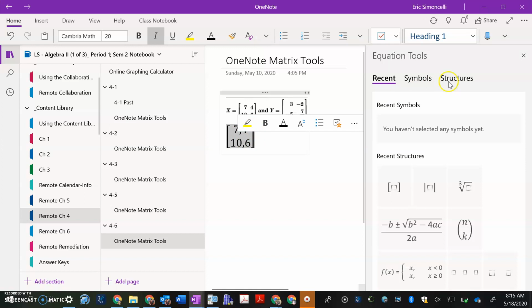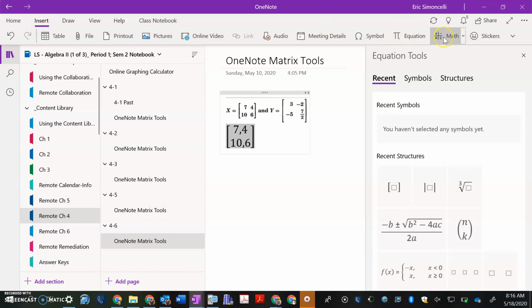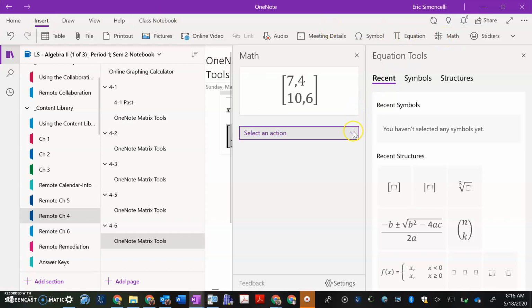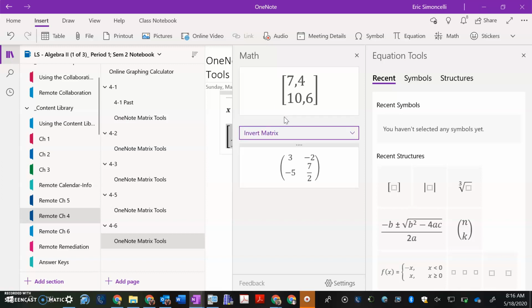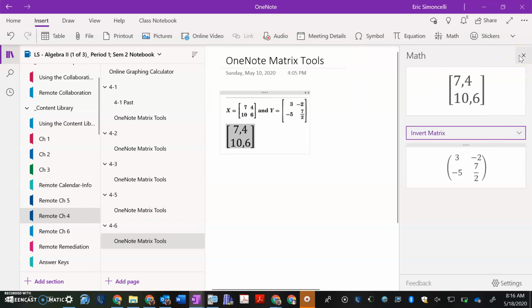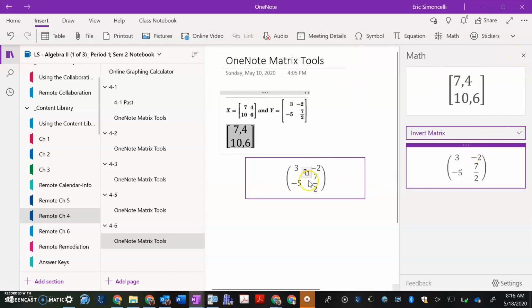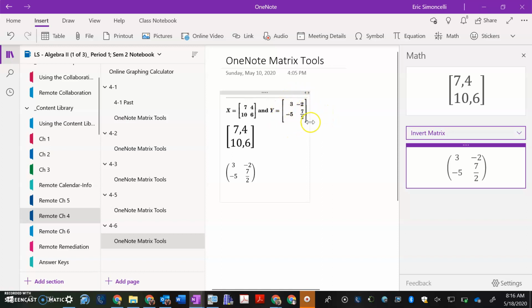However, I'm going to take, after highlighting matrix X, and I'm going to go to my math feature, and I'm just going to select the action of invert. The invert matrix or inverse matrix option, quick and easy as you can see, and not surprisingly, I would argue, there's your matrix Y. So the inverse of X is Y, and vice versa. If I were to ask you to find the inverse of Y, you would actually get X in return.